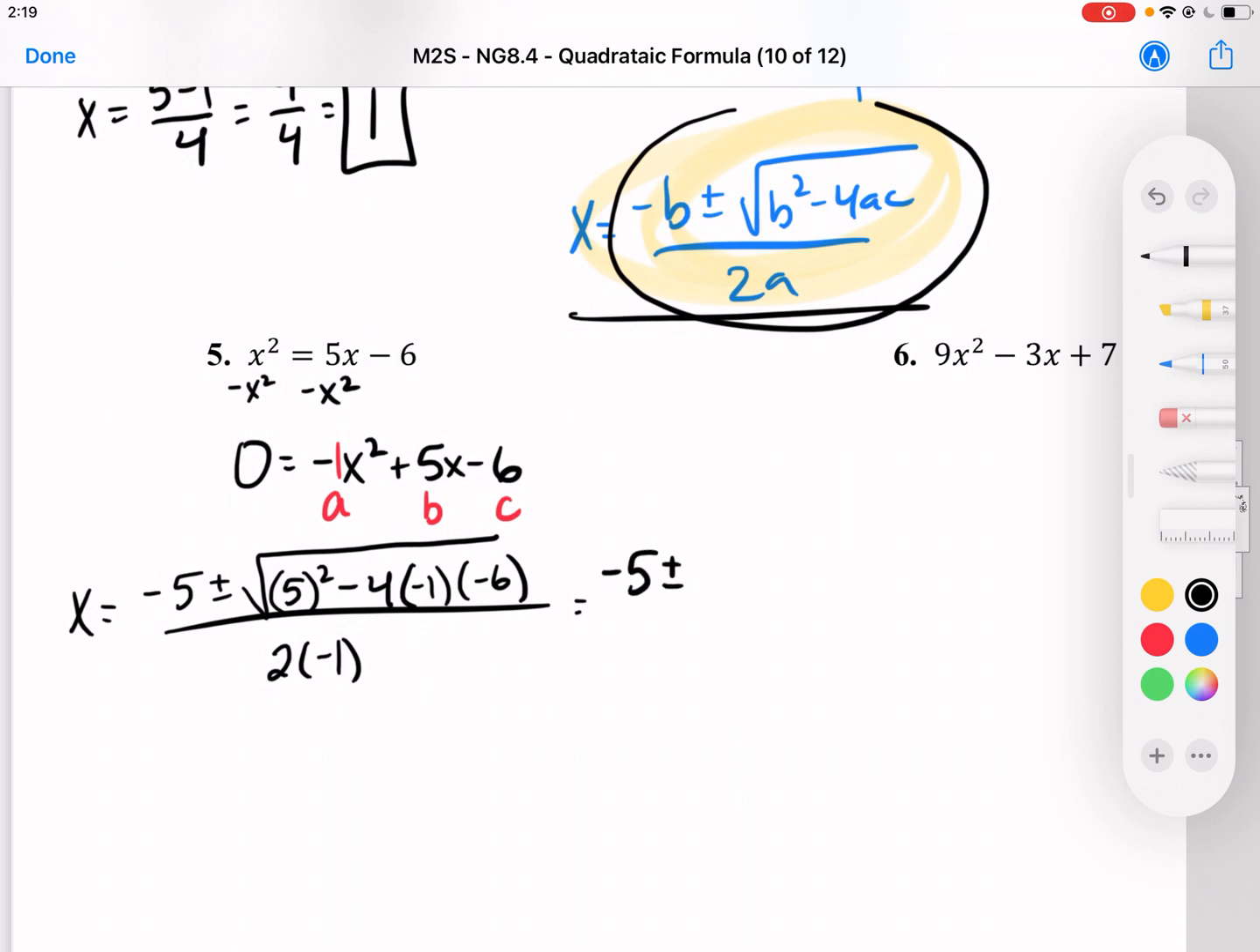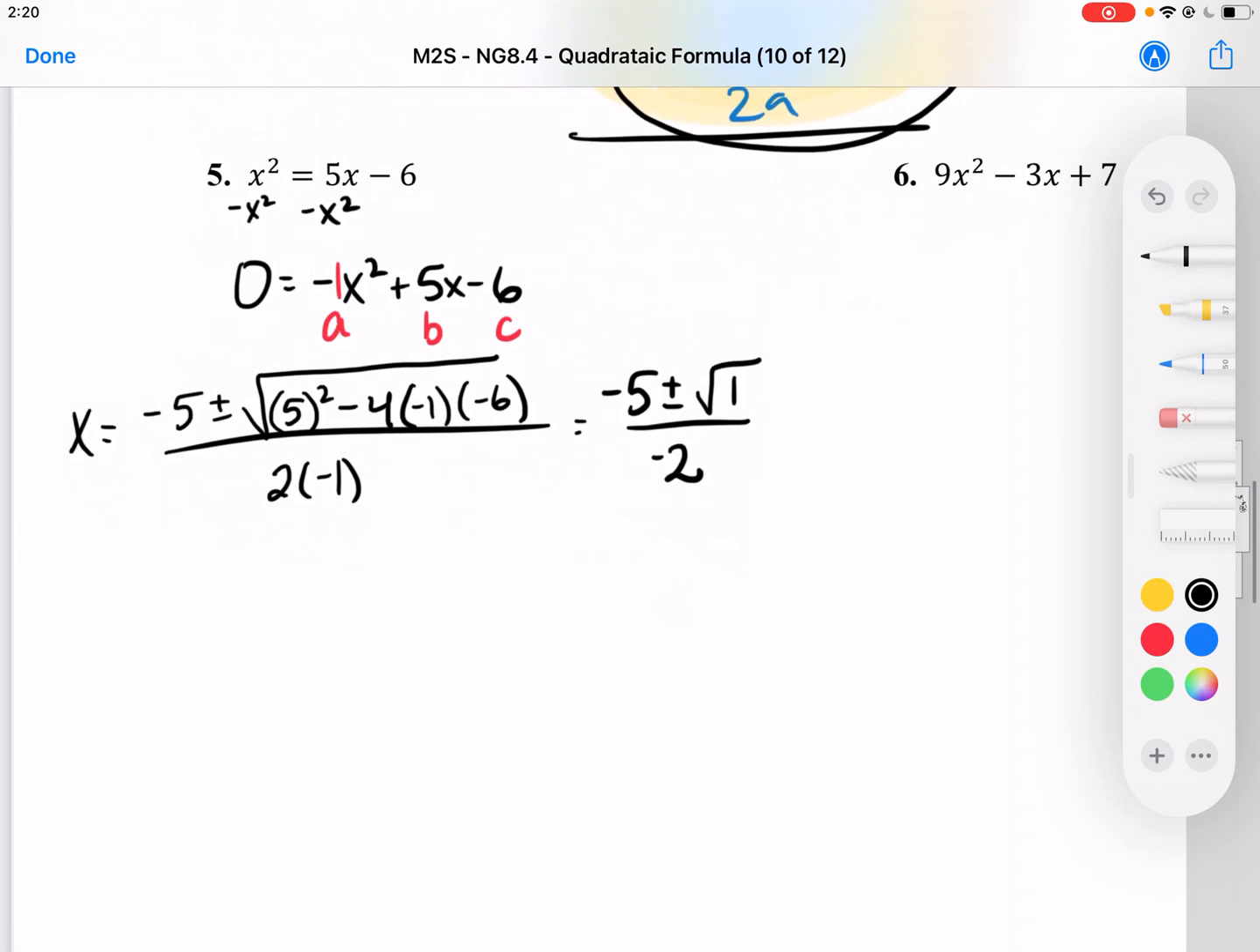So we have -5 plus or minus, and then let's figure out what we call that, the discriminant. So you have 5 squared minus 4 times -1 times -6, which is 1. Oh, beautiful. 2 times -1 is -2. Now, you know the square root of 1. I'm going to actually write it over here because I'm going to run out of room for the next problem. So we have -5 plus or minus 1, because square root of 1 is 1, over -2.